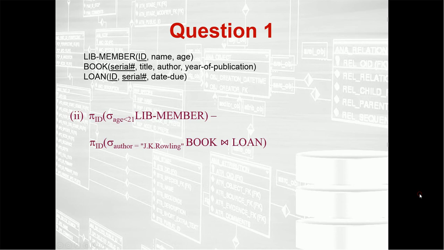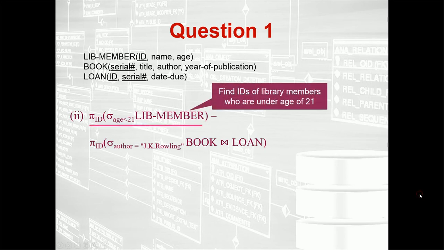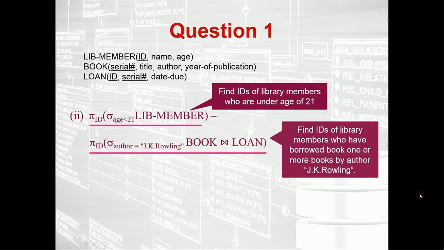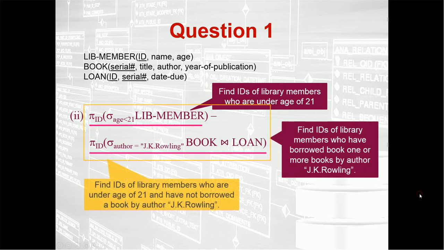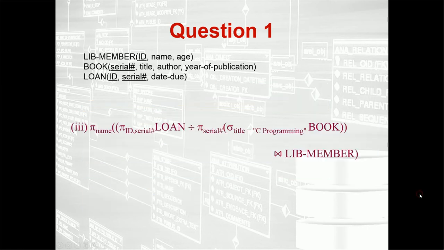This question involves a set difference operator. The set on the left finds IDs of library members who are under age of 21 whereas the set on the right finds IDs of library members who have borrowed one or more books by the author J.K. Rowling. With the set difference, you are actually looking for the IDs of library members who are under age of 21 and have not borrowed a book by the author J.K. Rowling. Now, we will take a look at question 1c.